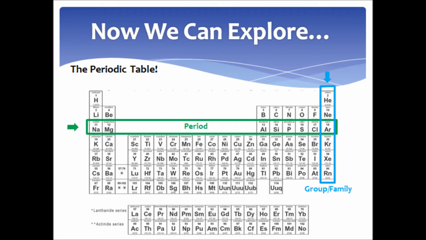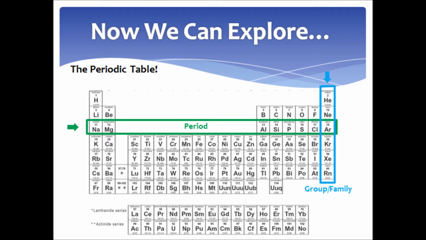Periods run horizontal, obviously, as you can tell by this wonderful bold neon green box and arrow, and groups and families run vertically. So let's see, here in this green box we've got sodium and magnesium, and even though there's this space of nothingness, we continue over in the same column and we come across aluminum, silicon, phosphorus, sulfur, continuing on, and because those are all horizontally in the same line, those are all in the same period.